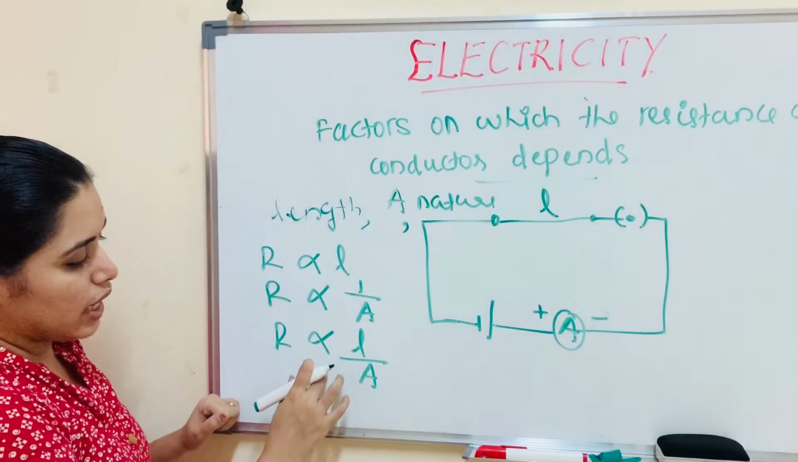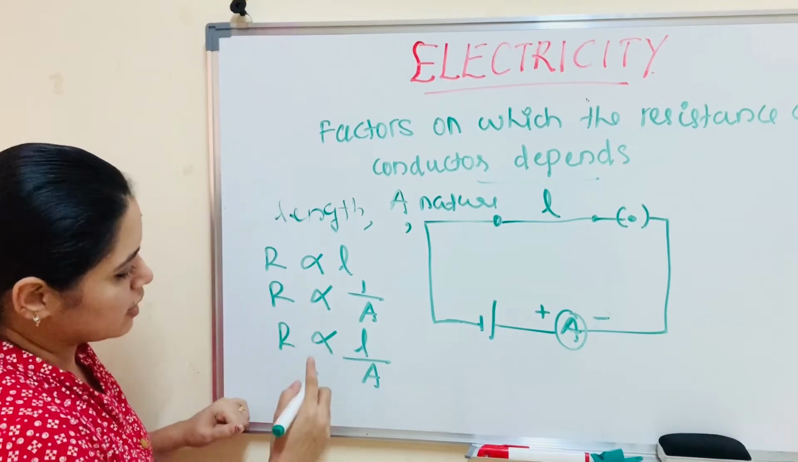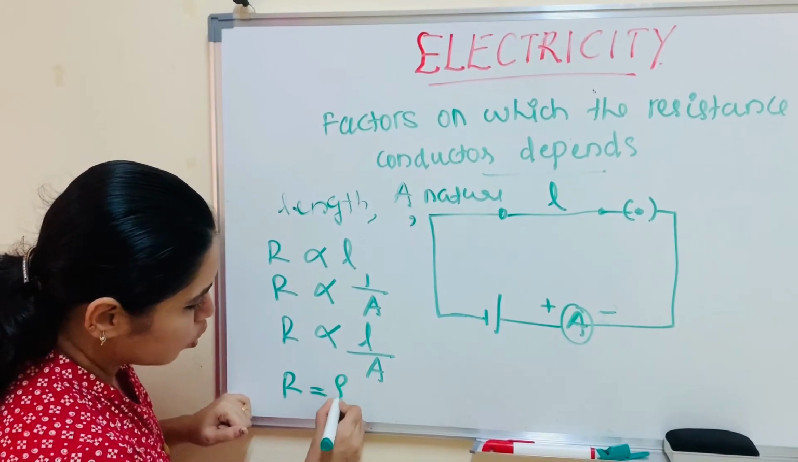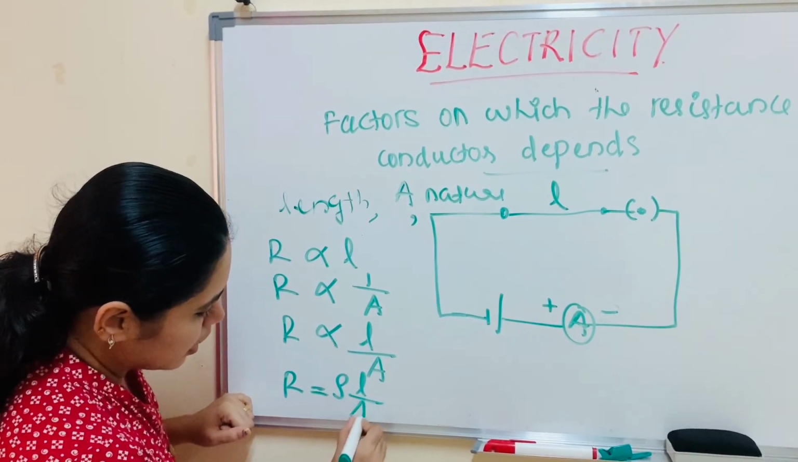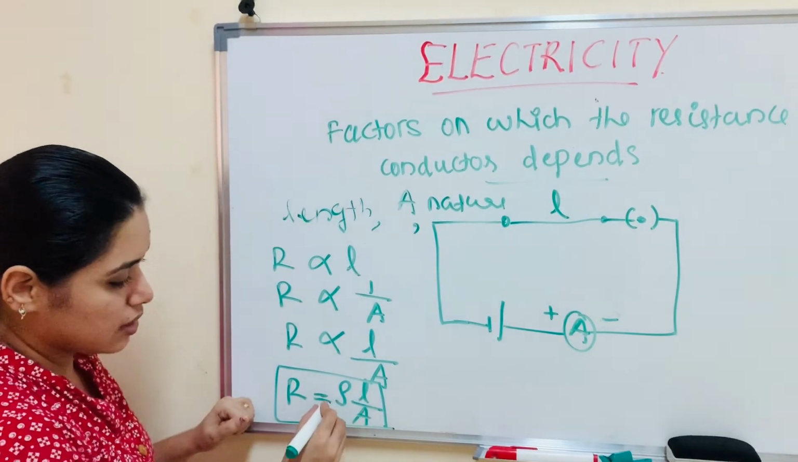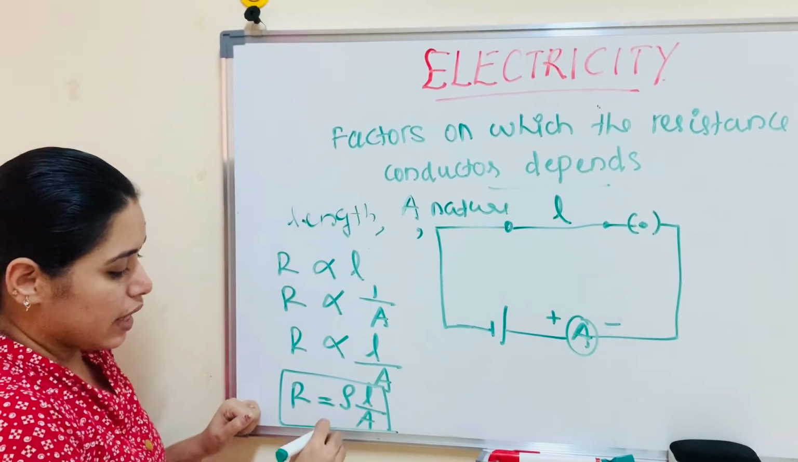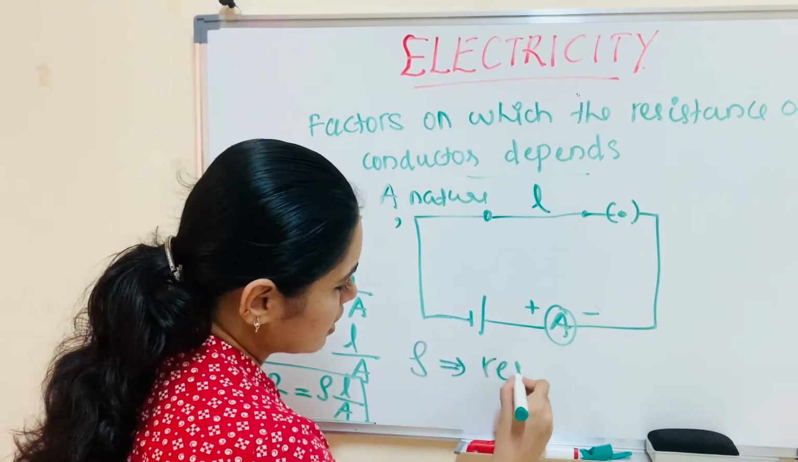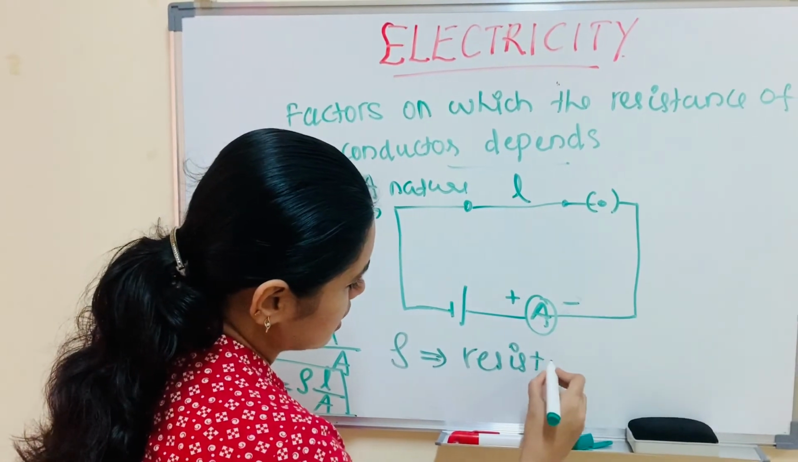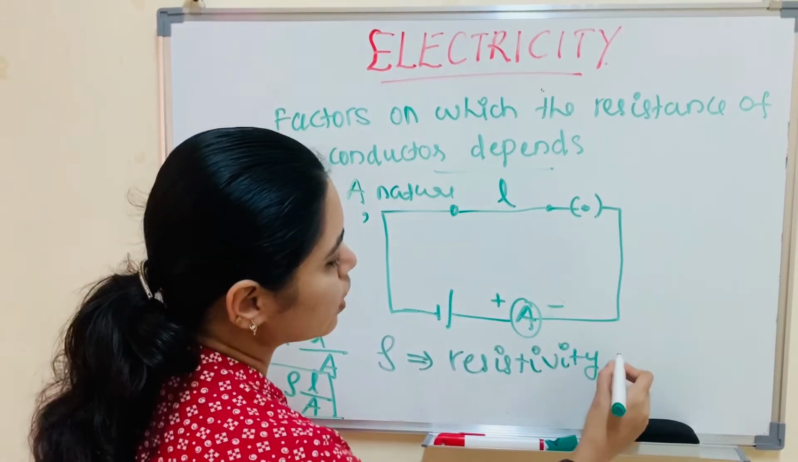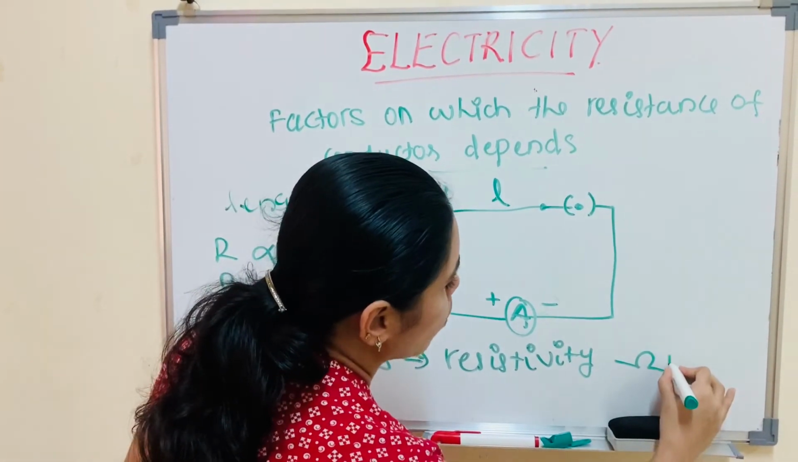Now we have to change this proportionality by a constant. So we can write R is equal to rho L divided by A. This is also an important expression. Resistance is equal to rho L by A. From which, what is rho? Rho is called the resistivity of a material. Resistivity of the material, and its SI unit is ohm meter.